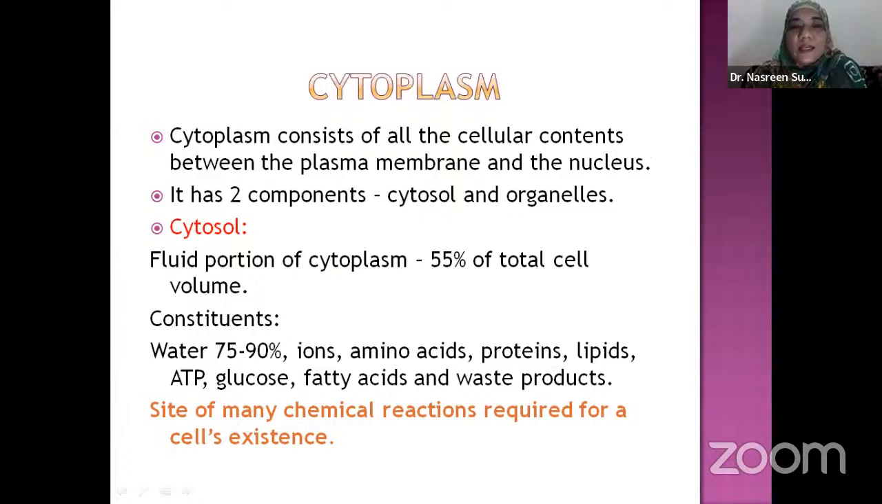Now cytoplasm contains two main components. One is cytosol and the other one is organelles. Cytosol means whatever the fluid portion is there, that is called cytosol. And this cytosol will be about 55% of total cell volume. And other constituents which are present in the cytosol are water, ions, amino acids, proteins, lipids, ATP, glucose, fatty acids, and waste products.